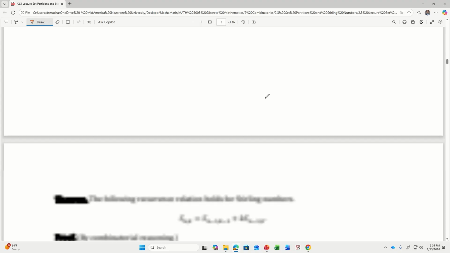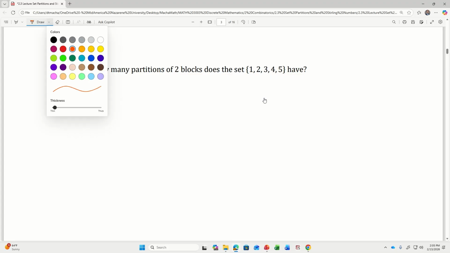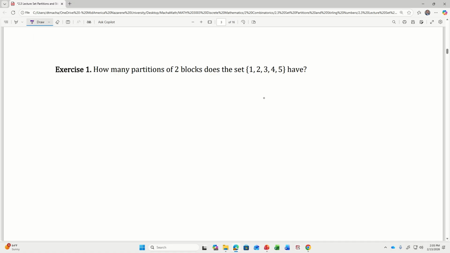How many partitions, I think this is my last question here. How many partitions of 2 blocks does the set 1, 2, 3, 4, 5 have? And again, we have to be a little bit careful about doing this because this is going to be a long problem, I think. And the goal is we're going to first do the partitions with 2 blocks where I have a singleton. And so each number gets to take turns being a singleton.